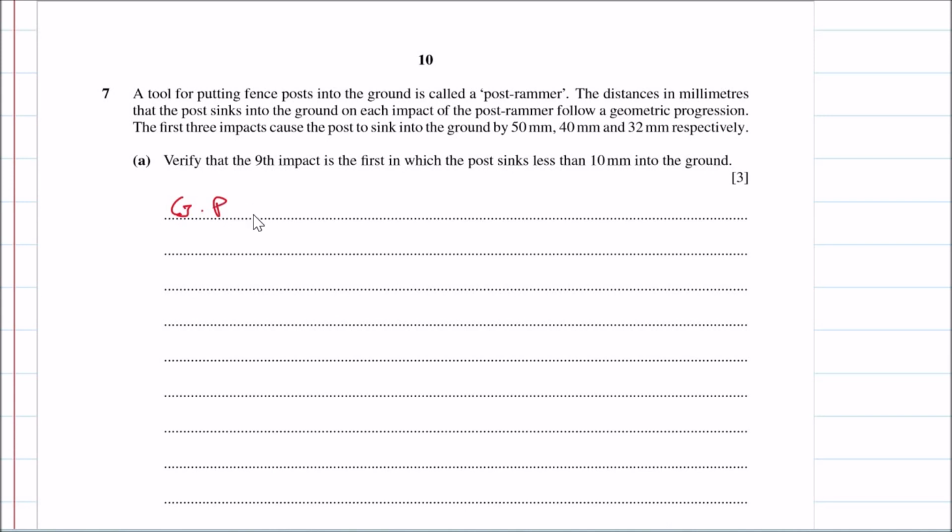So GP equal to we have 50, 40, 32 and it goes on. So A equal to 50, and R is found by the second term divided by the first term. So 40 divided by 50, that will be 4 by 5, or we can write 0.8.